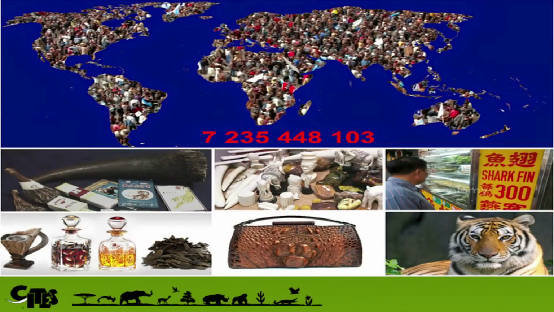Do we still need CITES? It's been around for 42 years. Has it done its work? Can we move on? Absolutely not. In fact, CITES is needed more today in 2015 than it was in 1973 when it was adopted. When CITES was adopted, world population was in the order of 4 billion people. Today, it's 7.2 billion. That's an additional 3.2 billion potential consumers of wildlife and wildlife products.